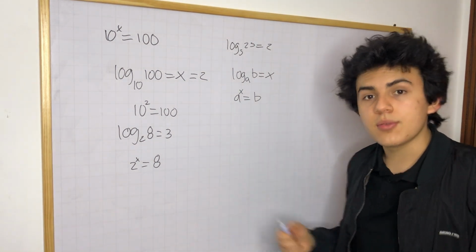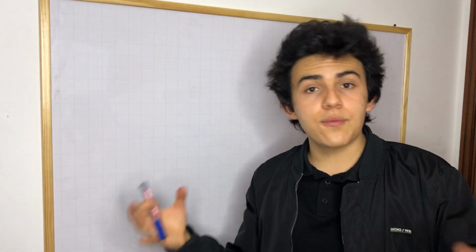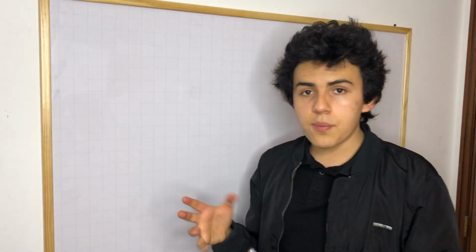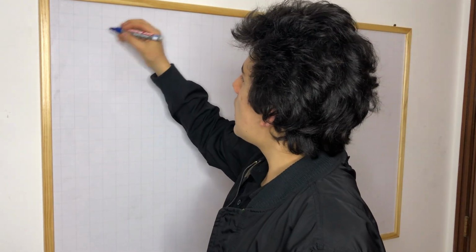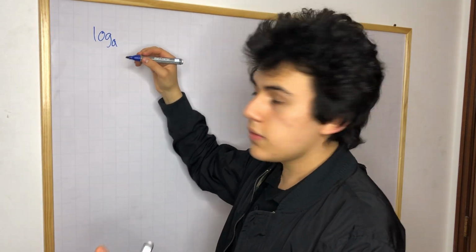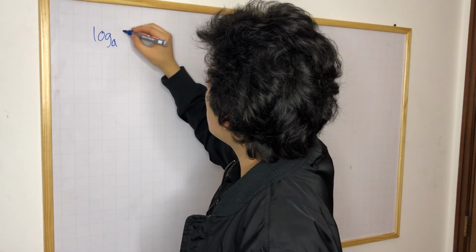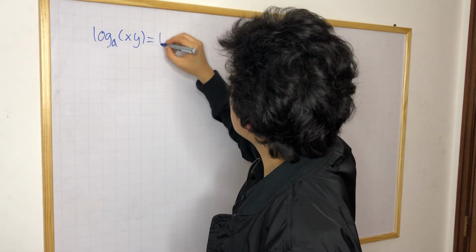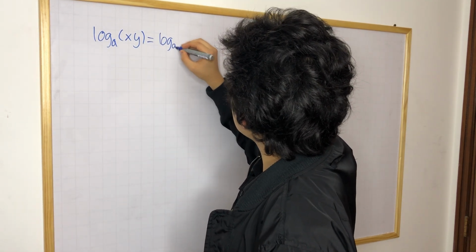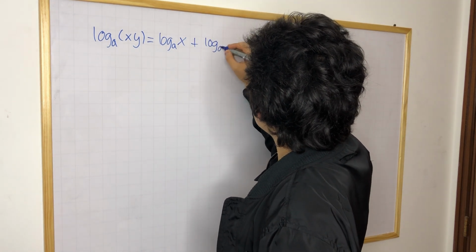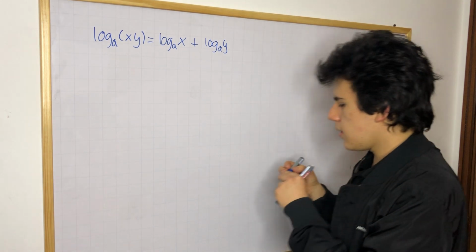Okay, it's that simple. Now, logarithms have properties, and we really want to be able to use them in equations. So the first property is this one. If you have, say, log base a, okay, I'm just going to use variables for now. If you have log base a of xy, this is going to be equal to log base a of x plus log base a of y, okay?